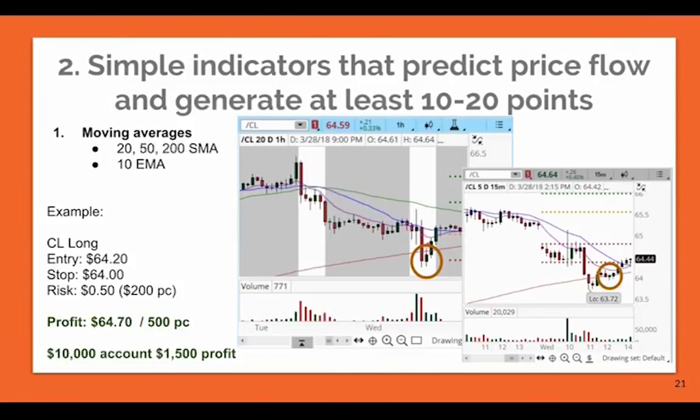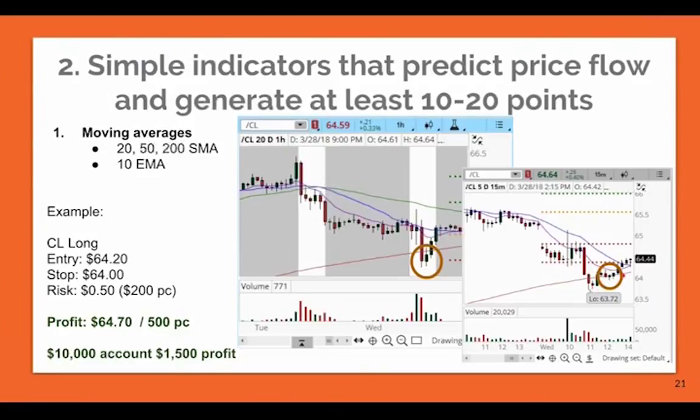Take a look right here, okay? We have the pullback right into the 200 moving average. But did I take the trade with this risk right here? No, I zoomed in, because this is a 1 hour chart, and I wasn't taking it for a swing trade. I was taking it for a day trade. So I looked at the 15-minute chart. I looked at the reversal.